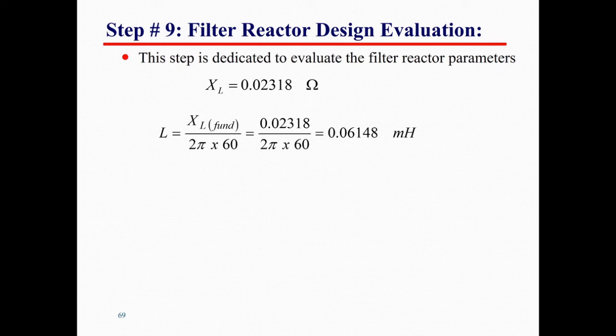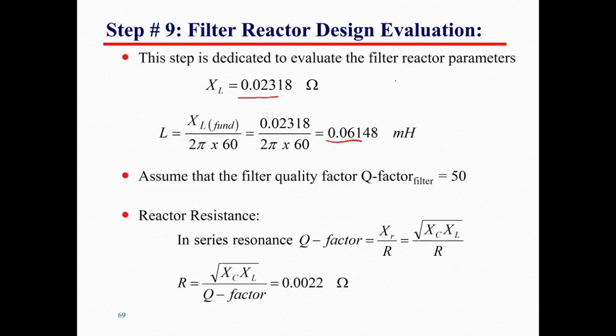Okay, step number 9, filter reactor design evaluation. This step is dedicated to evaluate the reactor parameters. So this is the value of XL as calculated before. Then we can find the value of the inductance, and also let us assume that the quality factor will be given as 50. So from there we can calculate the value of the resistance. Okay, so the value of the resistance will be 0.0022 ohm.